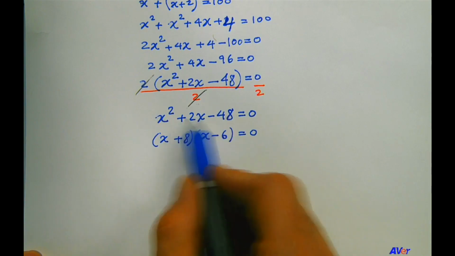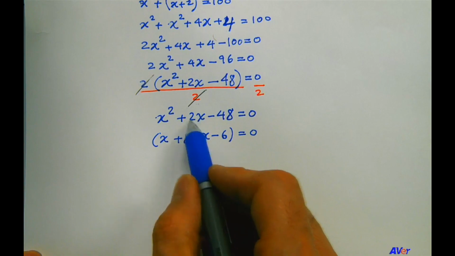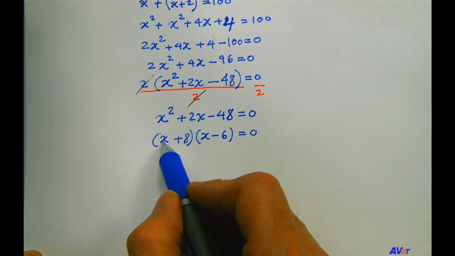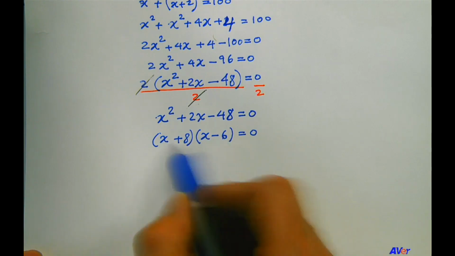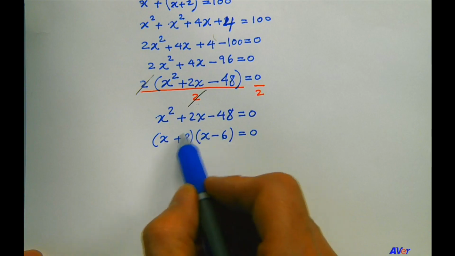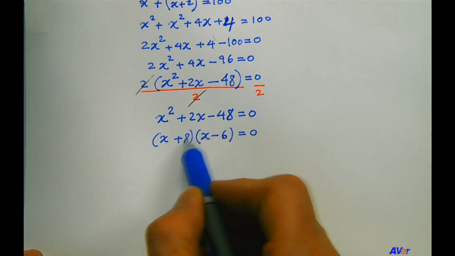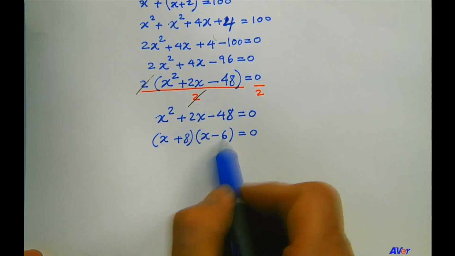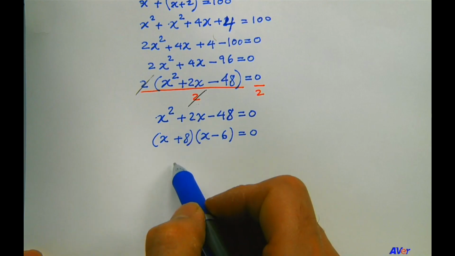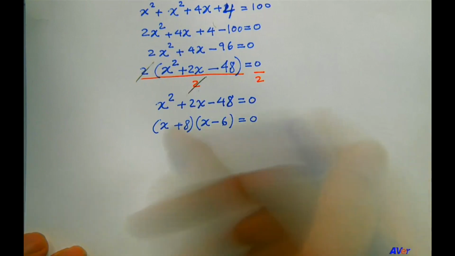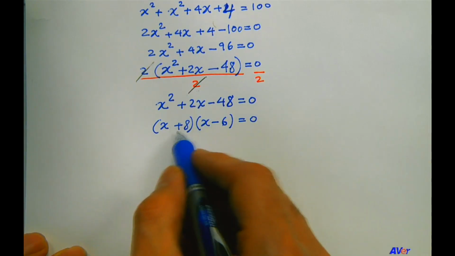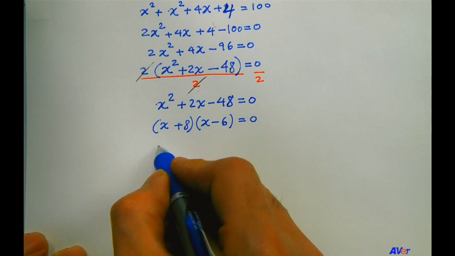Where is the 2x coming from? The 2x is coming from the adding of the x terms. Where are the x terms coming from? x times minus 6 is minus 6x, plus 8 times x, which is 8x. 8x minus 6x is 2x, positive 2x. Okay, so we have the factors. So let's solve for the x values.